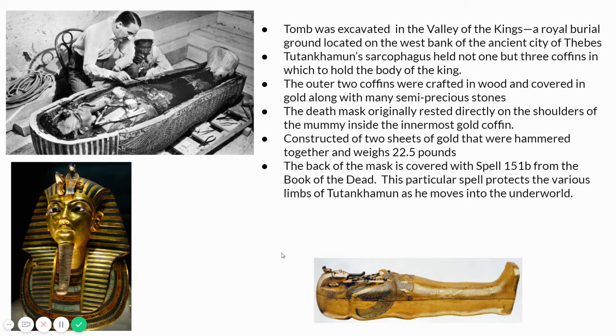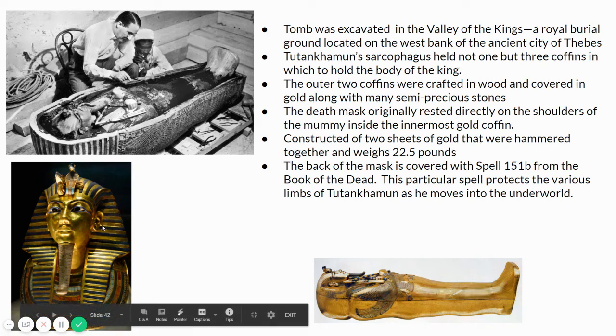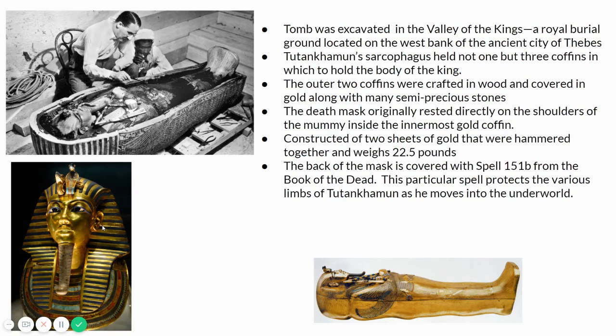It weighed about 22.5 pounds, and we know that on the back of this death mask, there were inscriptions with spell 151b, which comes from the Egyptian Book of the Dead, and this particular spell is meant to protect the various limbs as you move into the afterlife.